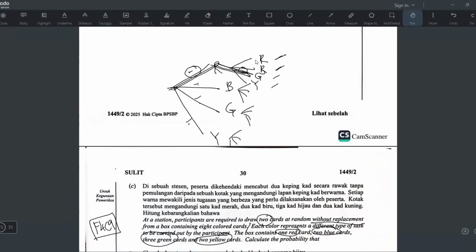All right, number 2, both cards are the same color. This is where the tree diagram is useful. So just look at all the possibilities. Which outcomes have both the same color? Red-red, blue-blue, green-green, yellow-yellow, right?